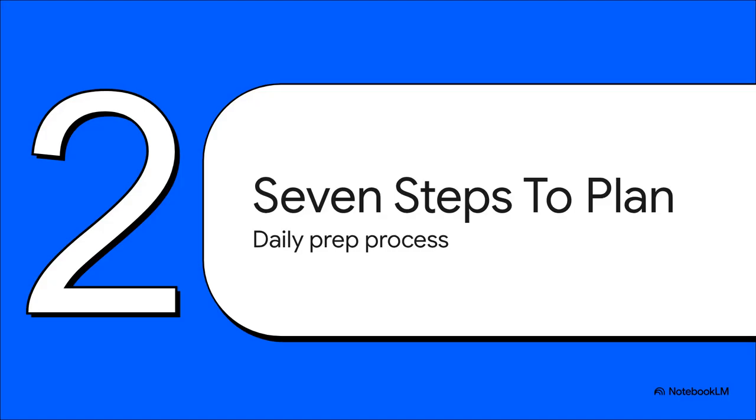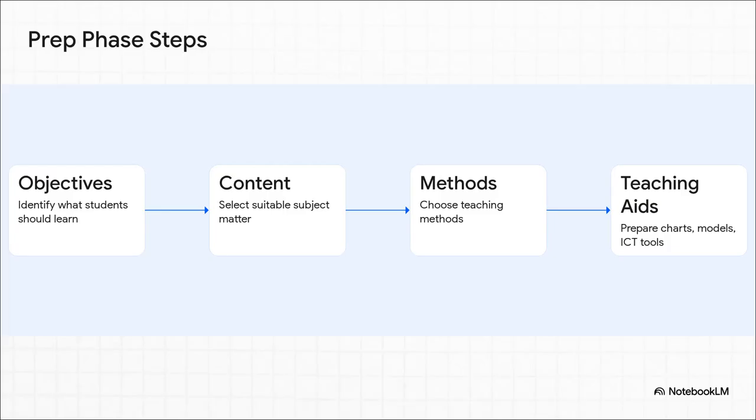Moving right along to section 2, the 7 steps to plan. Picture this, it's the night before your class. Think of this first block of steps as your dedicated prep phase. Step 1, identify your objectives. You need to define exactly what your trainees should learn by the time that final bell rings. Step 2 is selecting content, pinning down the exact subject matter. Step 3, choose your methods. Ask yourself, does this need a theory lecture or are we doing a practical workshop demonstration?